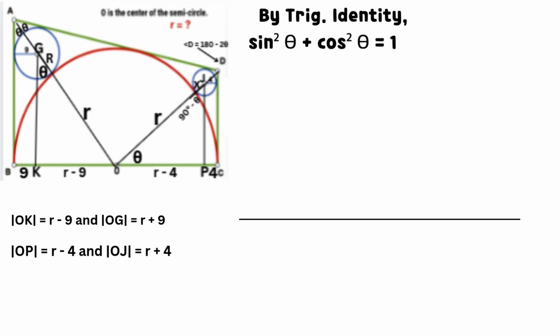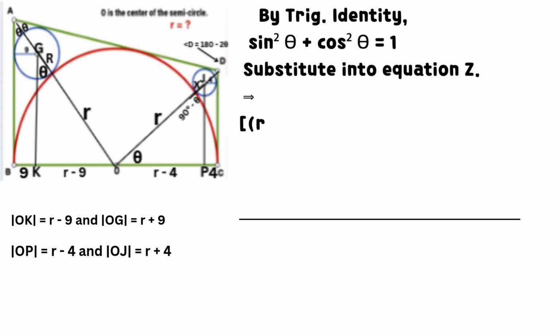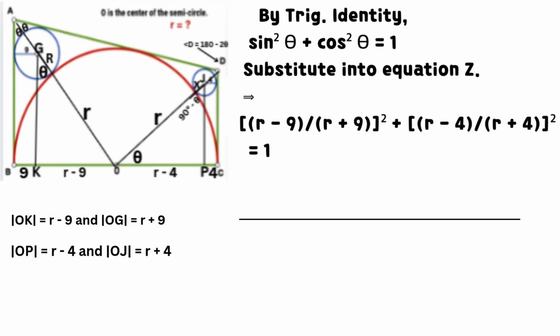By trigonometric identity, the sum of the square of sine theta and the square of cosine theta equals 1. Substitute into equation Z. We have that the sum of the square of R minus 9, all divided by the square of R plus 9, and the square of R minus 4, all divided by the square of R plus 4, equals 1.